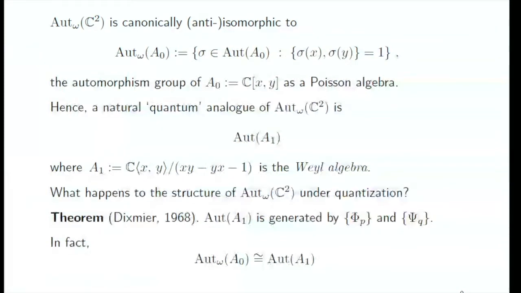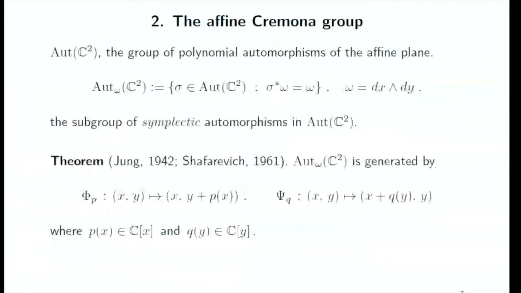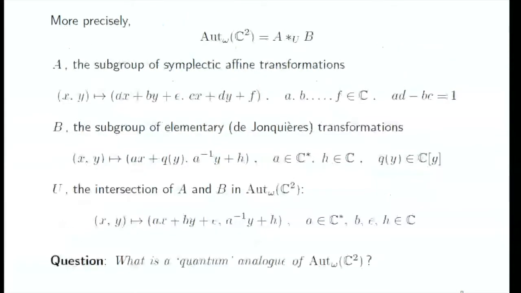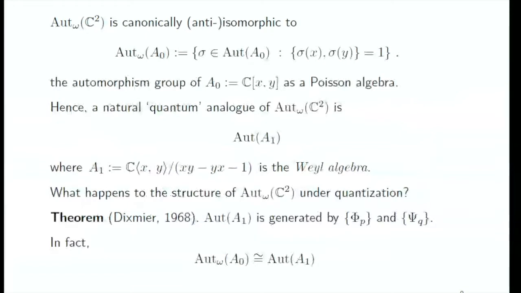So the answer to this question, again, is known, and it was one of the famous theorems of Dixmier about the Weyl algebra. He proved actually that exactly the same automorphisms, phi p and psi q, which generate that group, also generate the automorphism group of the Weyl algebra. Of course, in this case, x and y no longer commute. They satisfy the canonical commutation relation. Nevertheless, the generators and relations are actually the same. So as abstract groups, these two groups are isomorphic.